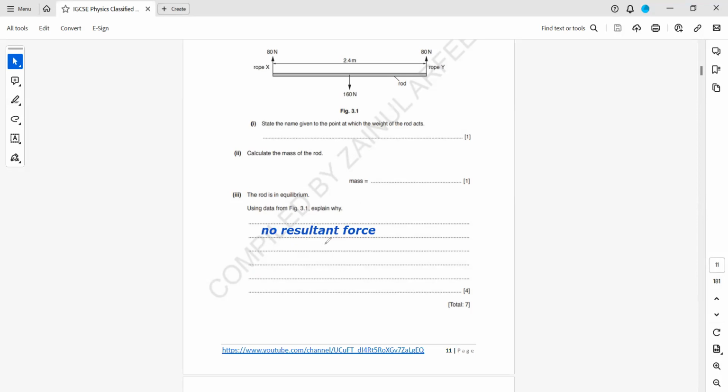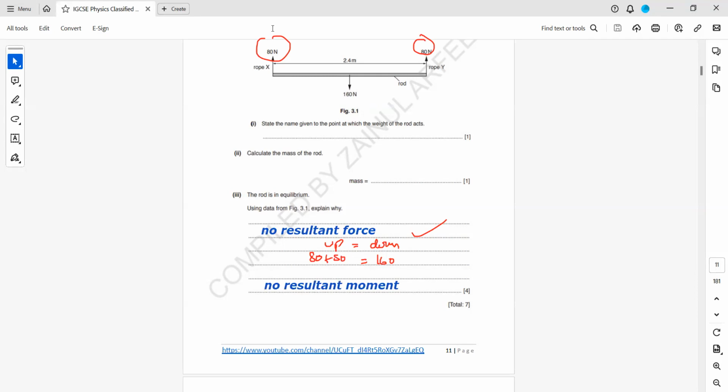So how no resultant force? The total upward force must be equal to the total downward force. So total upward force is 80 plus 80, which is 160, and the total downward force is 160. So that will score 2 marks. The second mark is no resultant moment, or you can say the clockwise moment is equal to the anti-clockwise moment. No resultant moment or the clockwise and anti-clockwise moments are equal.